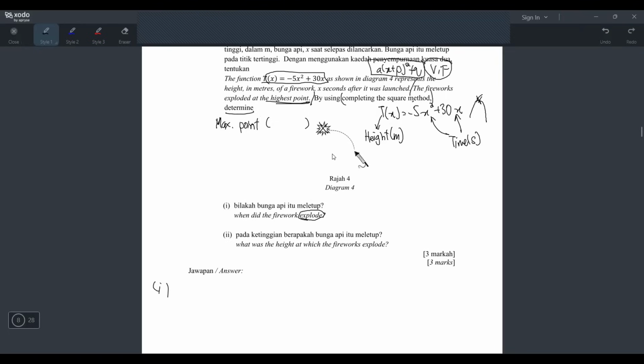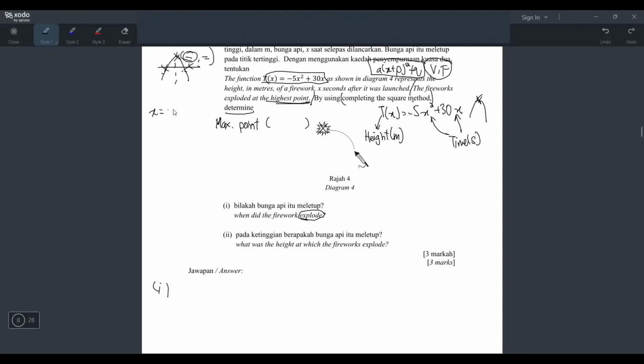The second method to find the turning point is to find the x-intercepts. After you find the x-intercepts, you add both x-intercepts together and then divide by 2 to get the x coordinate of the turning point. And then take the x coordinate, substitute it into the y equation to find the y coordinate. Right? This is the second method.